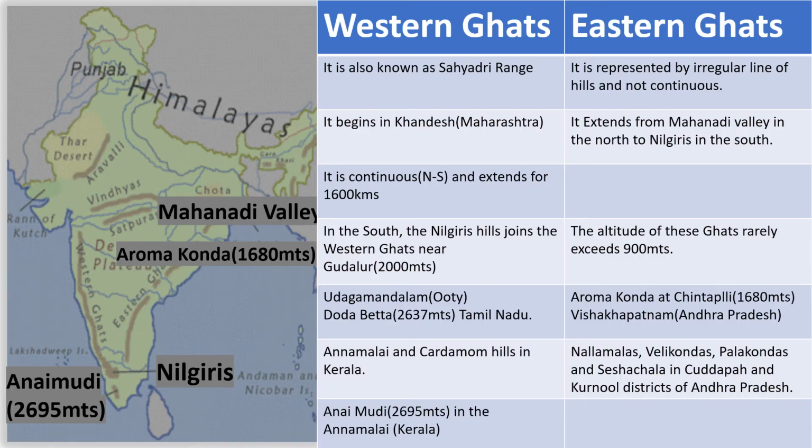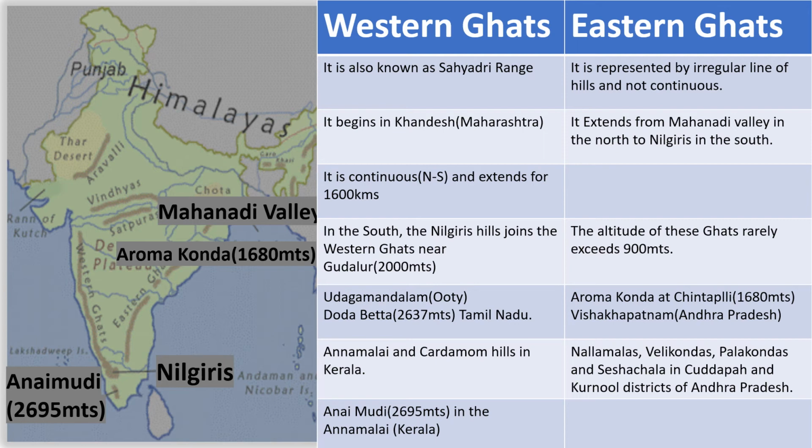Let's see the difference between the Western Ghats and the Eastern Ghats. The Western Ghats are also known as the Sahyadri Range, and they lie parallel to the west coast. The structure of these ghats is continuous, with a few passes as gateways to the coastal plains, and the Western Ghats are higher than the Eastern Ghats. Here the Western Ghats extend for 1600 kilometers from north to south.